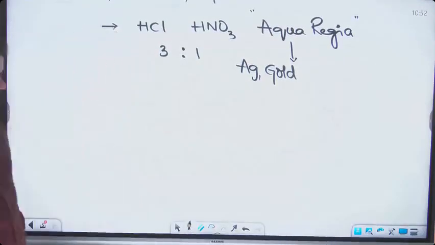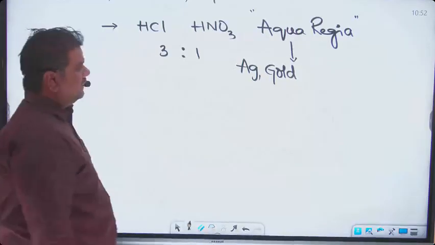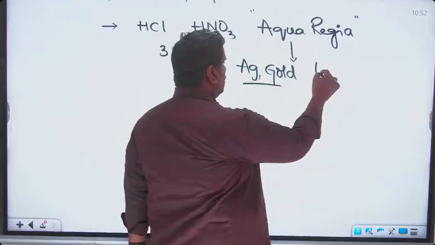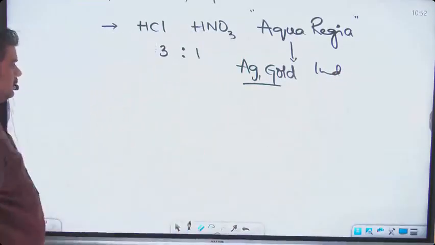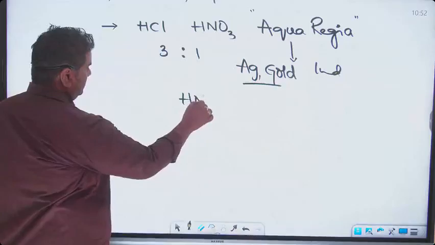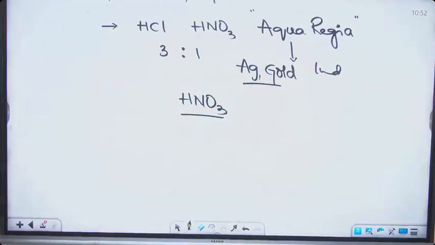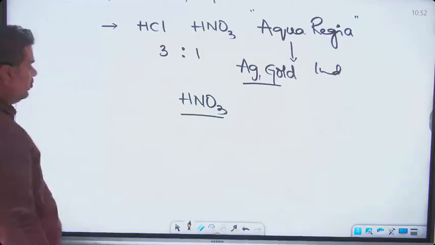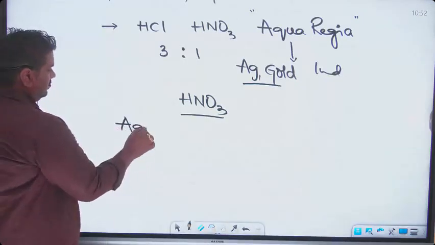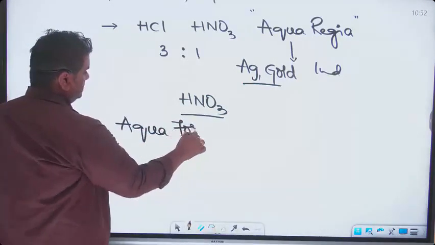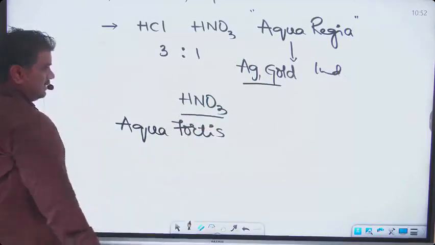రైట్, చలో. So the moment talking about the case of HCl and HNO3, when mixed in the ratio of 3:1, it is known as aqua regia, and aqua regia is used in silver and gold industry. Then you talk about the case of nitric acid, HNO3, nitric acid. Also known as aqua fortis.